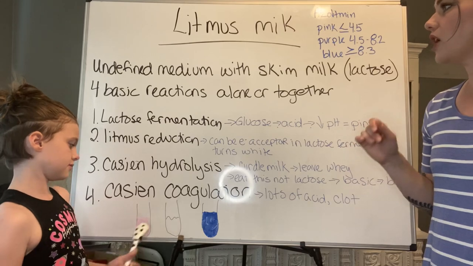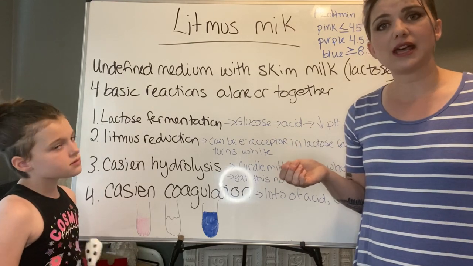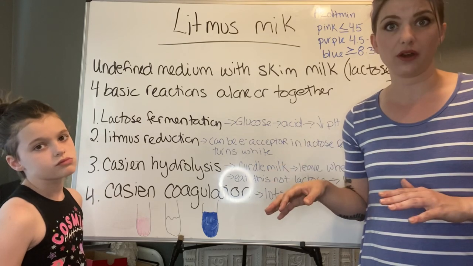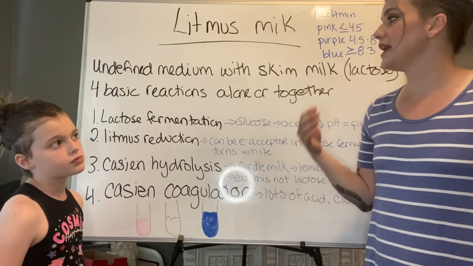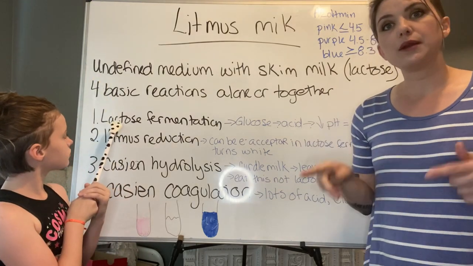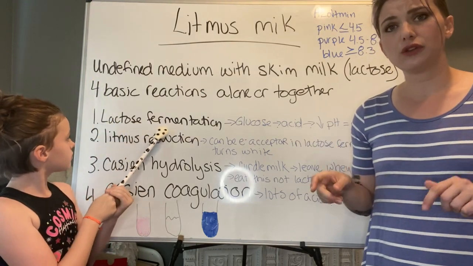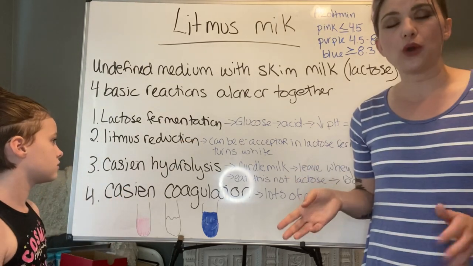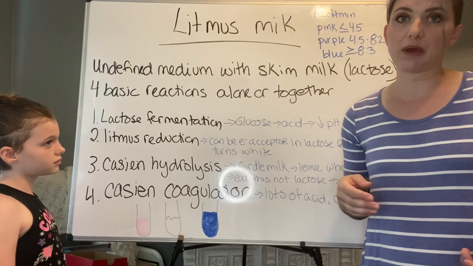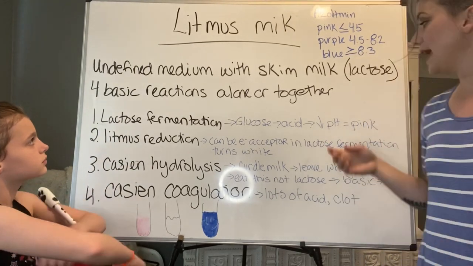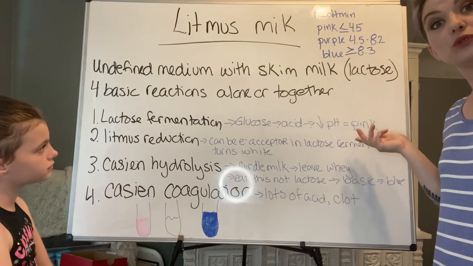So there are four basic reactions that happen in the litmus milk. These can happen alone or together. And the first one is lactose fermentation. So if the bacteria can break down lactose into glucose and galactose, it will then eat the glucose, which we know when glucose is eaten, acidic byproducts are made. This will lower the pH in the tube and it will make the tube turn pink.